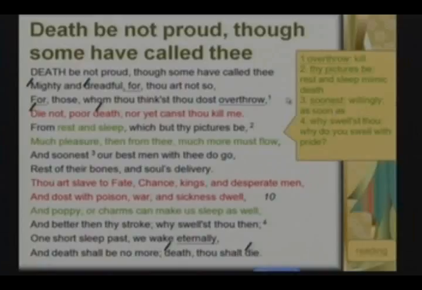The rhyme scheme is A B B A, A B B A, C D D C. It should be E E, but eternally and die are forced rhyme. They don't rhyme. So are they Italian sonnet or Petrarchan sonnet or Shakespearean sonnet? If you look at the rhyme, they are Petrarchan sonnet, right? Only 5 rhymes, right? Okay.